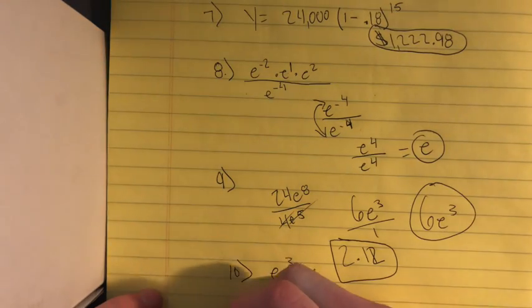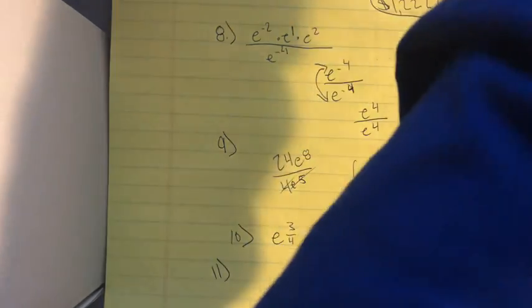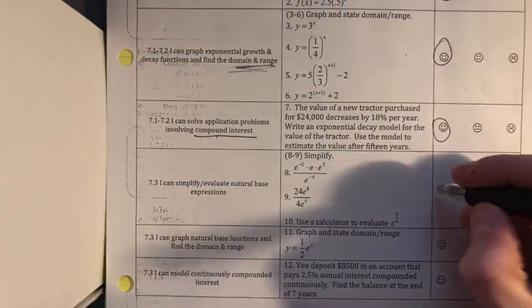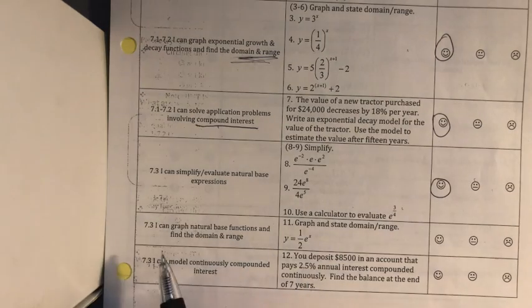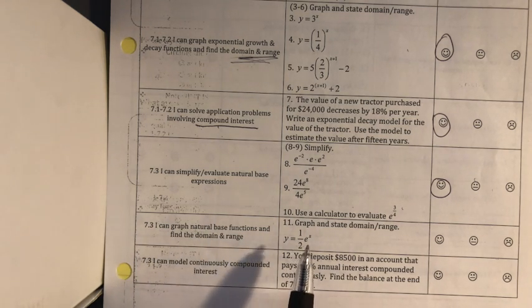To number 11. Right there at the bottom. Alright, number 11. We got ourselves a new section. Gotta rate that with a smiley face. I can grab... Oh, yay. Thank you, Ms. Miner, for the graphs. I can grab natural-based functions and find the domain and range. Okay, so we got y equals 1/2 e raised to x. Only one question to graph here.